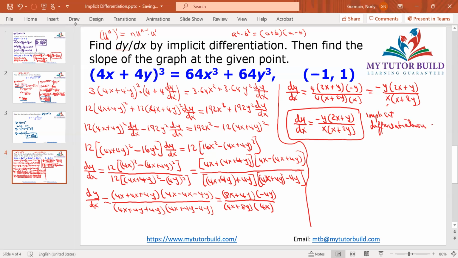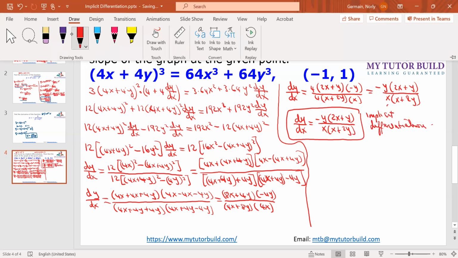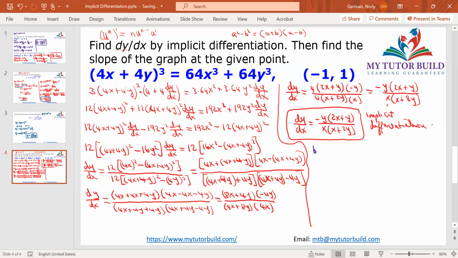Now, part B of the question is asking you to find the slope. How do you find the slope? Well, you just substitute, because we need the slope at the point. What is the point? It is negative 1, 1. I like to call the slope m. Find the slope m at the point.